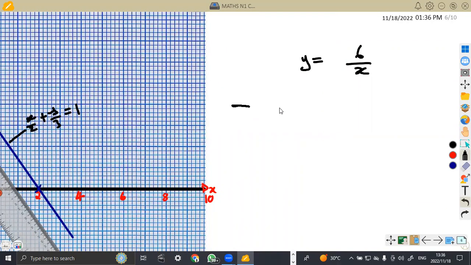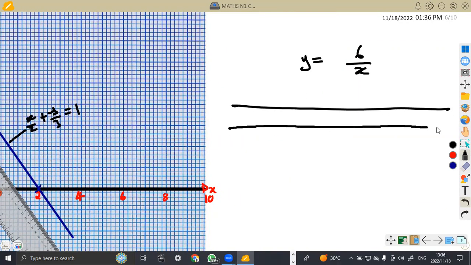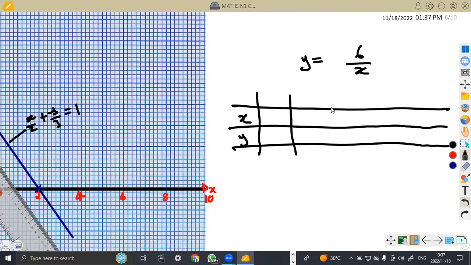So let's just have our table of values for the values of x that we are going to use. So we've got x, y here. You cannot start from x equals 0. So we're going to start from 1, then move on to 2, 3, I think, and 6. These points are enough.